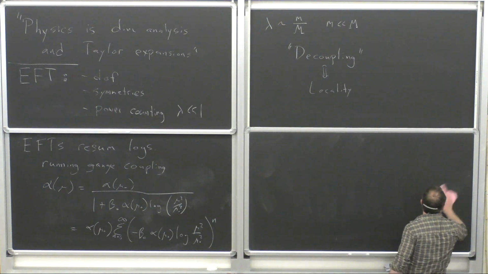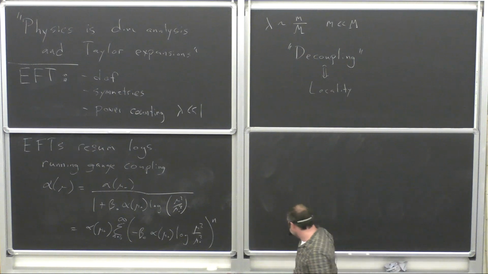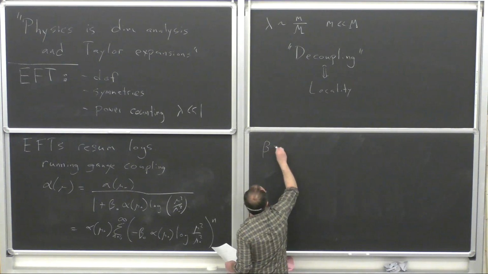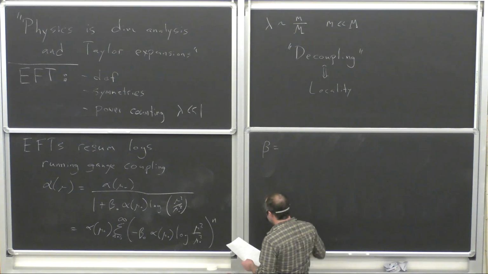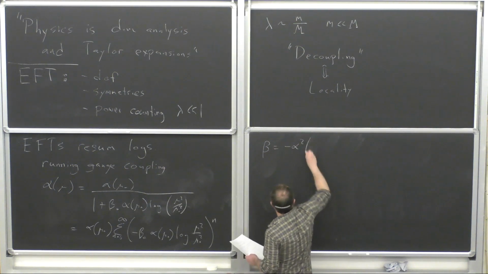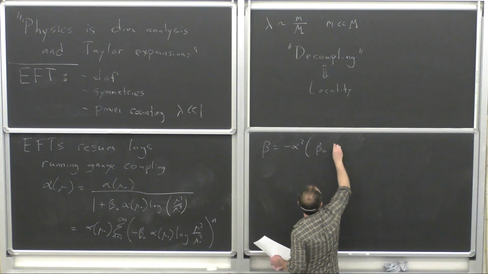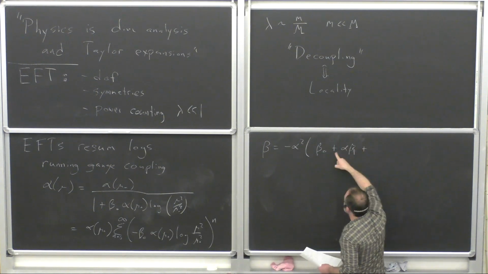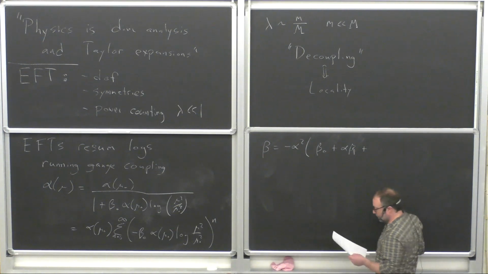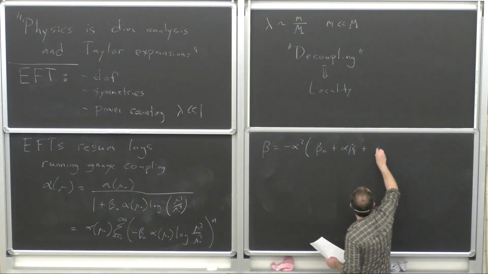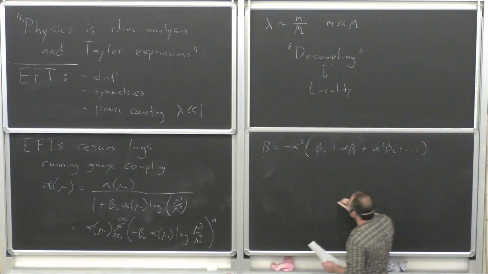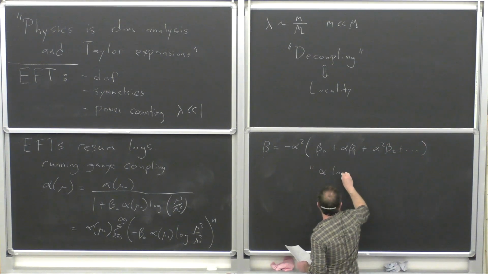What we're going to do when we reorganize perturbation theory is think about this beta as an expansion in terms of the parameter alpha, the perturbative parameter in the theory. And you can think of this as the alpha log expansion.